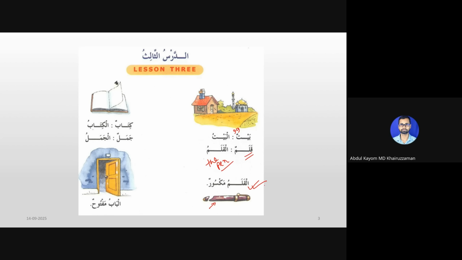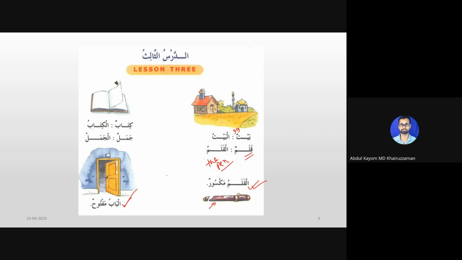So one of the things we have learned in this lesson is how to make a complete sentence. Al qalamu maksurun. The pen is broken. If I say qalamun maksurun, that is not a full sentence. It will mean a broken pen. Kitabun jamilun, beautiful book. Kitabun jadidun, a new book. But if I say al kitabu jadidun, the book is new, full sentence, right? Similarly, al babu maftuhun, the door is open. If I say babun maftuhun, an open door.